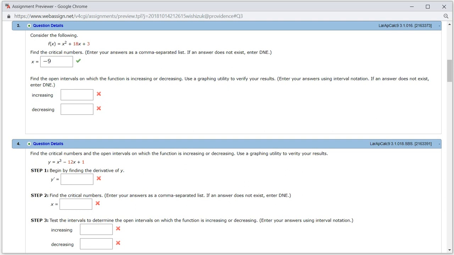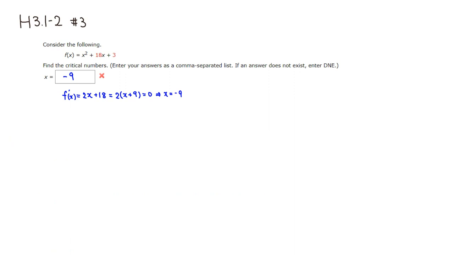So let's talk about the increasing and decreasing behavior of the function. If you do a number line, I would just draw a number line here. Then I would place a tick mark for the critical number, in this case negative 9. Then what we do is try to find the sign of the derivative on the interval before negative 9 and on the interval after negative 9.